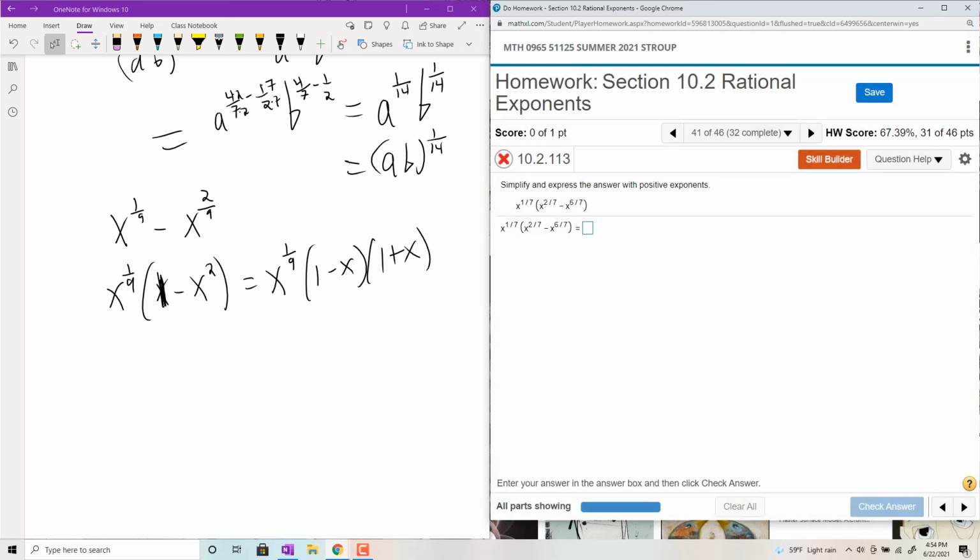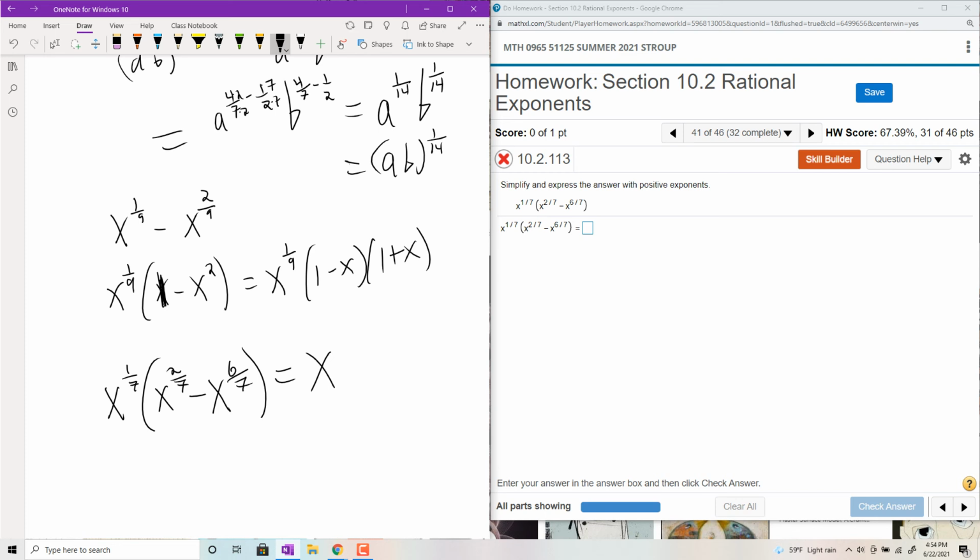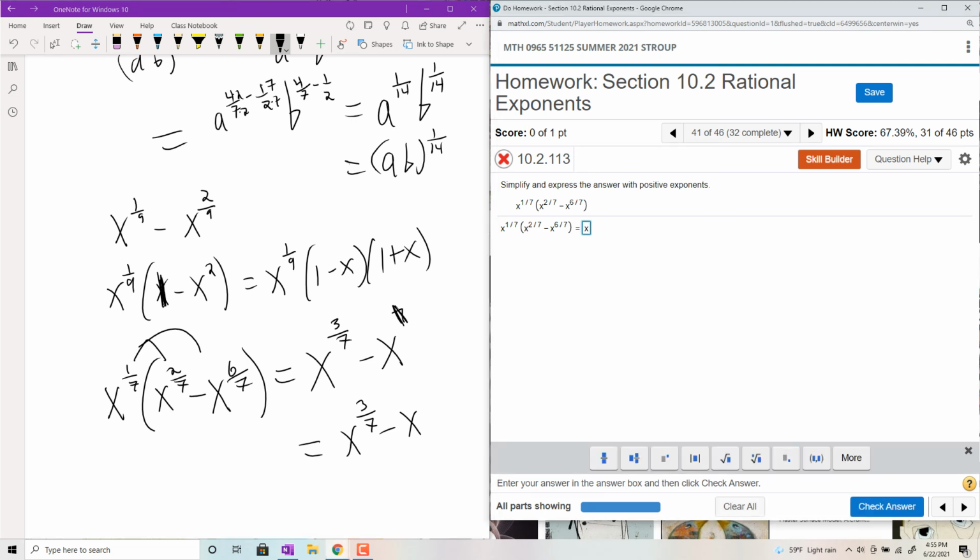So similar question. Okay, so you got x to the 1/7 times x to the 2/7 minus x to the 6/7, and if you distribute, you'll get x times x to the 2/7. So you add the exponents, you get x to the 3/7 minus x to the 1/7 plus 6/7 is 7/7, which is just 1. So you just get x to the 3/7 minus x. So all you're doing is adding the exponents when you multiply. It's a bit silly, but every once in a while you need to be able to do stuff like that.